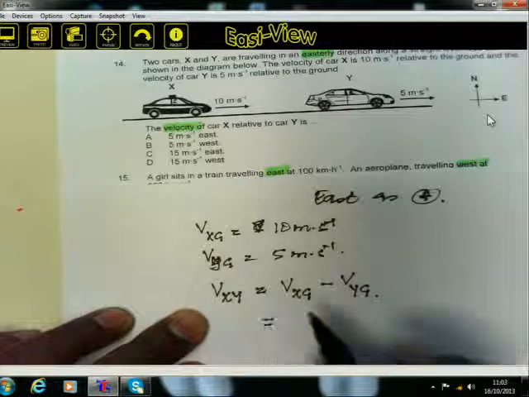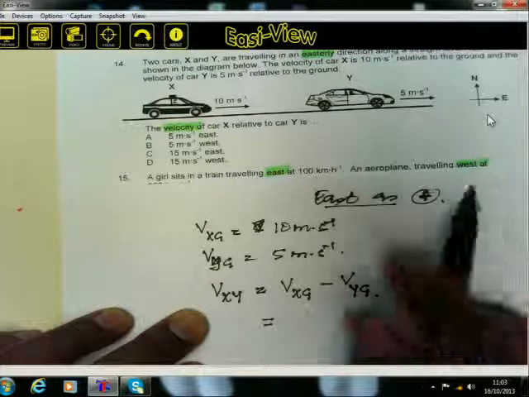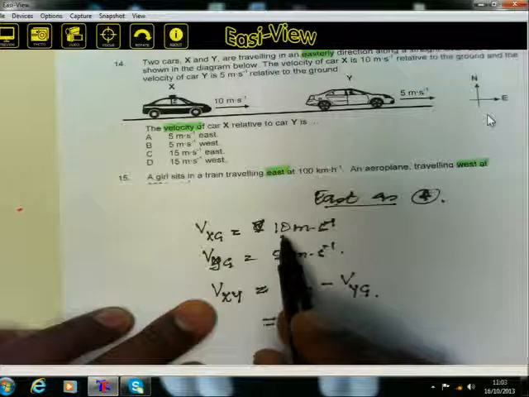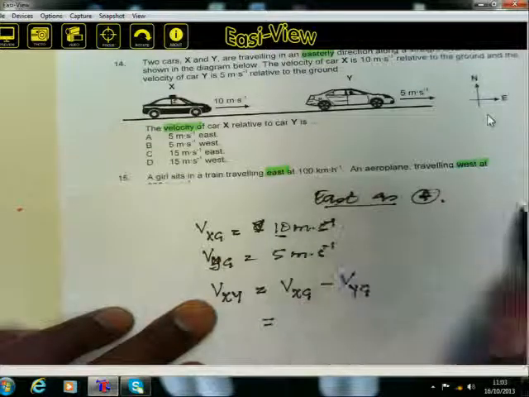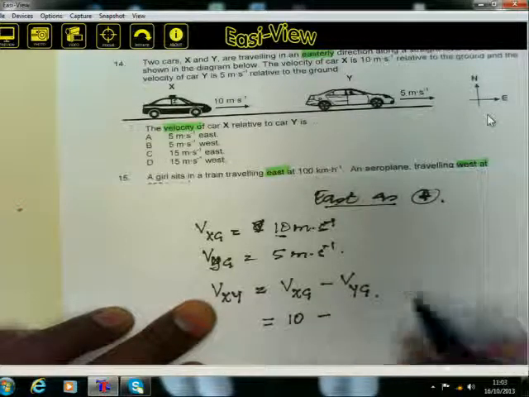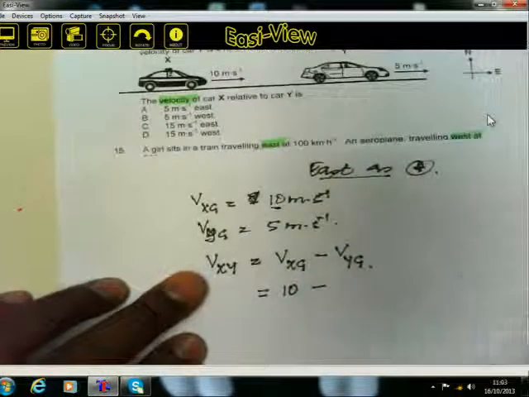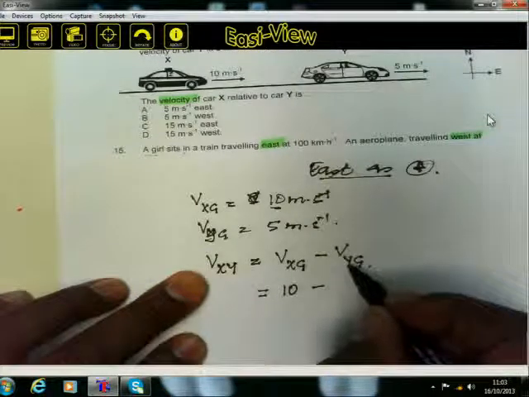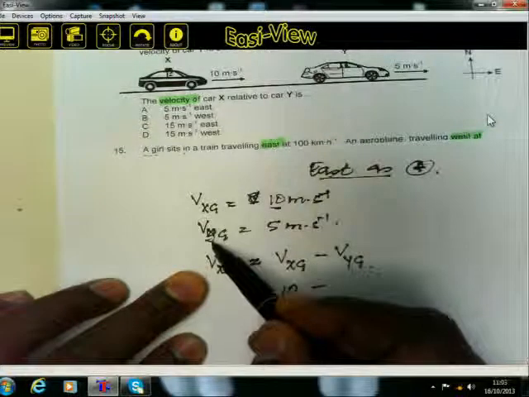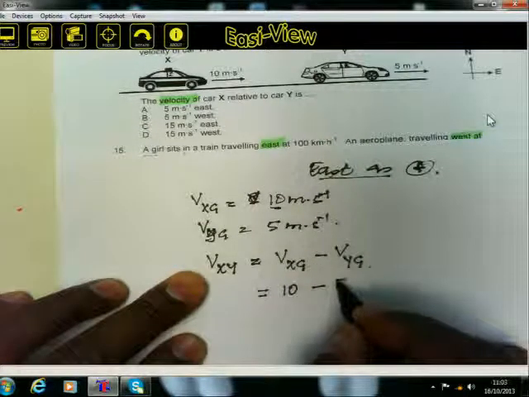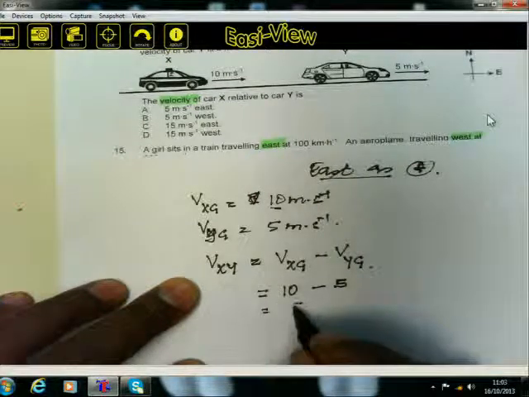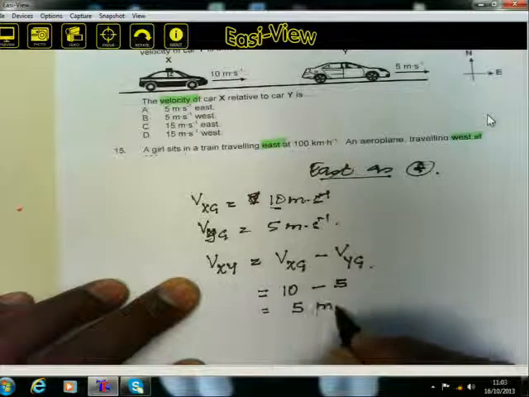Now when we substitute, let us remember that we said the direction to the east is positive. So the velocity of x relative to the ground is 10. It's positive, it's in that direction, so we write it as it is. Minus the velocity of y relative to the ground, which is 5 meters per second. So that gives us an answer of 5 meters per second.